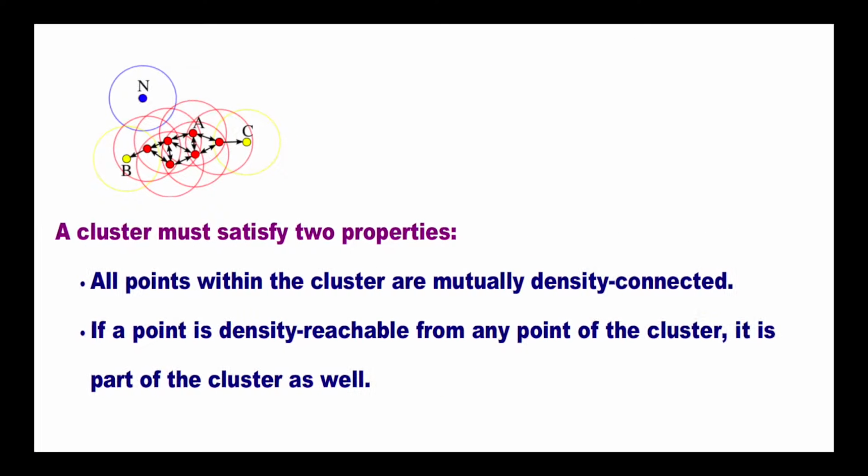A cluster must satisfy two properties. All points within the cluster are mutually density connected, and the next one is if a point is density reachable from any point of the cluster, it is part of the cluster as well. At first step, the data should be scaled and the radius epsilon will define the neighborhoods along with min points.